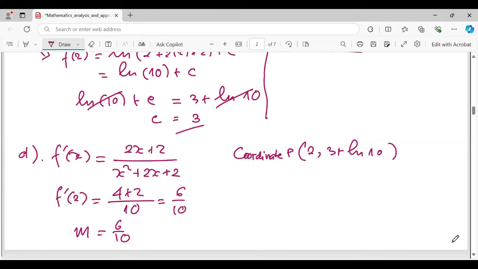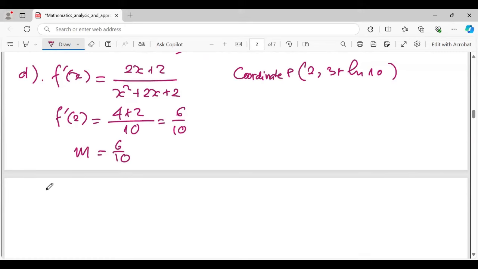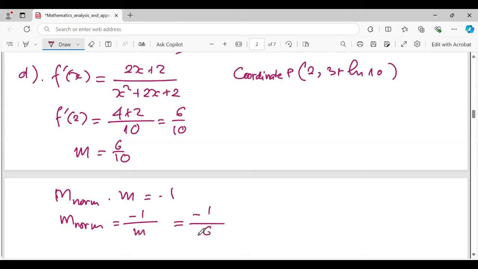But we're going to find the normal gradient. Normal gradient times m equals minus 1. So normal gradient equals minus 1 over m, or minus 1 over 6 over 10, and it is minus 10 over 6.